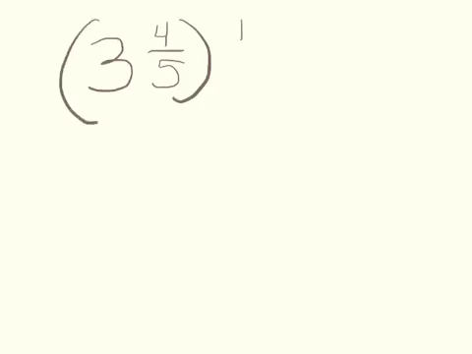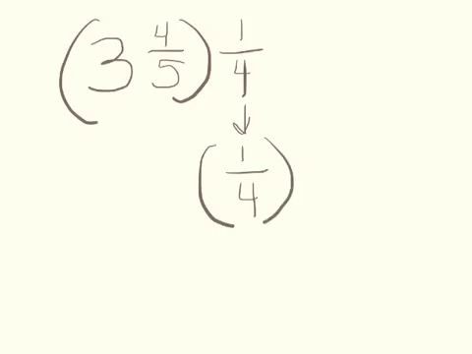Okay, let's look at another example. Let's do 3 4/5 times 1/4. Now, in the last example, we had a fraction first. Now we have a fraction as our second number in the problem. So I know I can simply bring my 1/4 down because it's already ready to multiply. But I have to change this mixed number into an improper fraction. So I'm going to go ahead and do that.